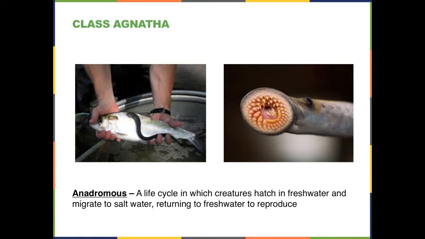These also have a life cycle called anadromous. Anadromous life cycle means that the creature hatches in fresh water, but then migrates to salt water to live, and then returns to fresh water to reproduce.